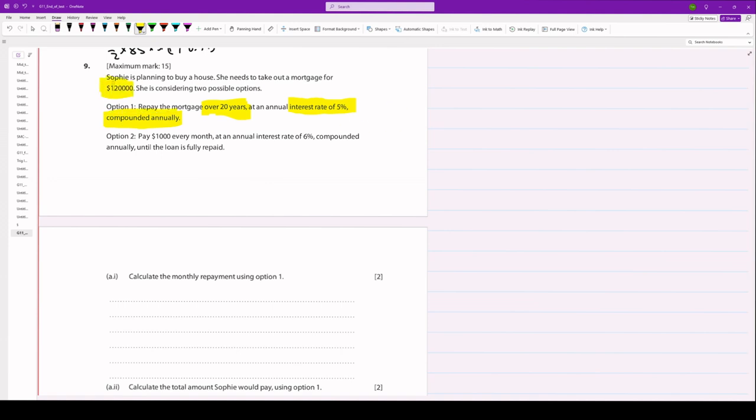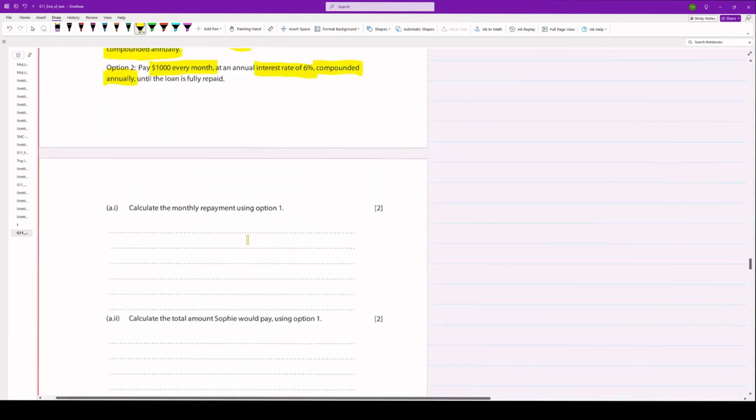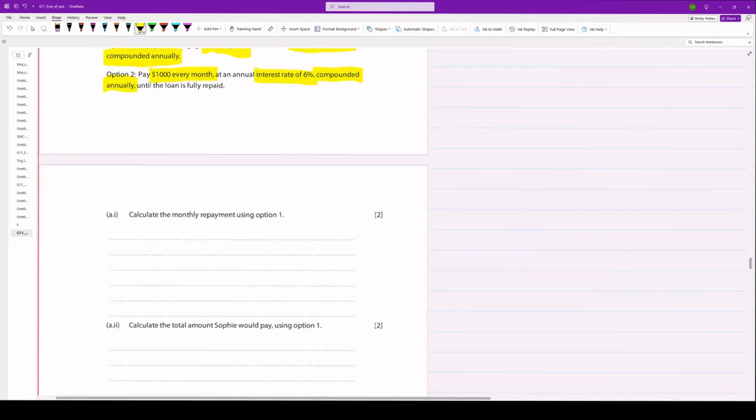She's taking out a mortgage of that much. Let's move on. Option 2, $1,000 every month, that's important. Annual interest rate of 6%, that's important. Compounded annually, that's important. Right, calculate the monthly repayment using option 1.